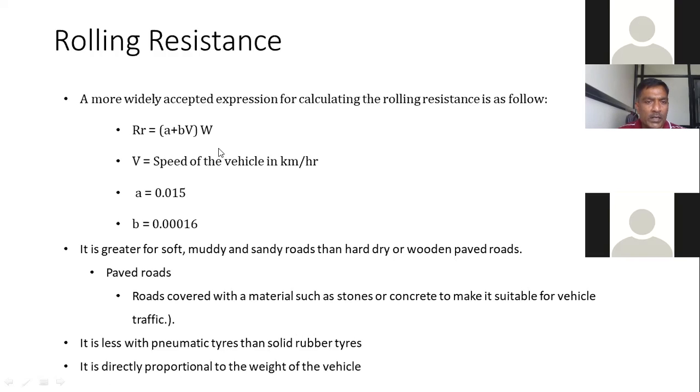Then this is the relation. Here you can see this A and B are based on the road surface, and this rolling resistance is directly proportional to this W. This W is directly related to the weight. That's why rolling resistance is directly proportional to the weight of the vehicle. So as weight increases, rolling resistance automatically increases.